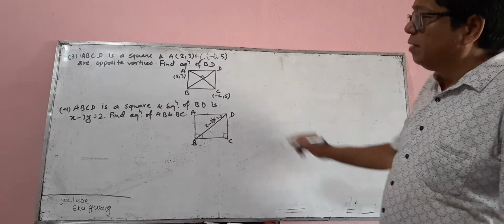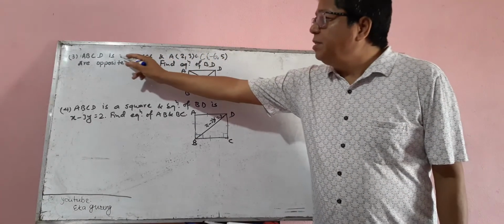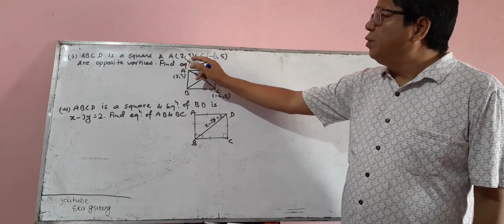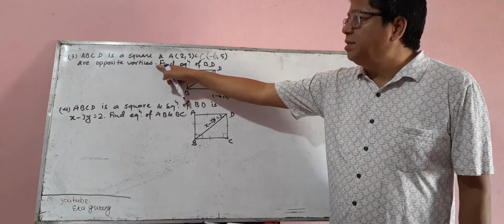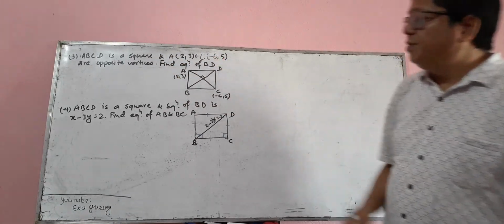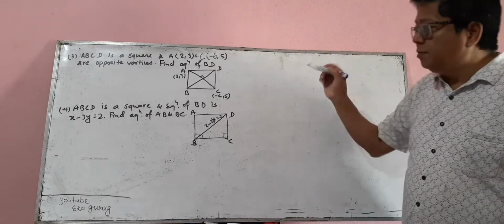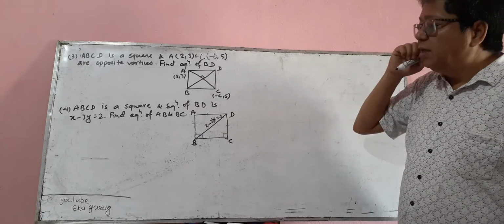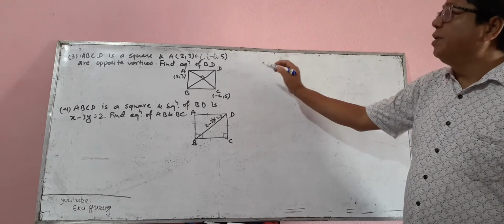Okay, now we solve question number 3. Look at the question number 3. ABCD is a square and A (2, 3) and C (-6, 5) are opposite vertices of that square. Find the equation of BD. We have to find the equation of BD. So before starting the solution, let us discuss some basic concepts about the diagonals of the square and perpendicular bisector.